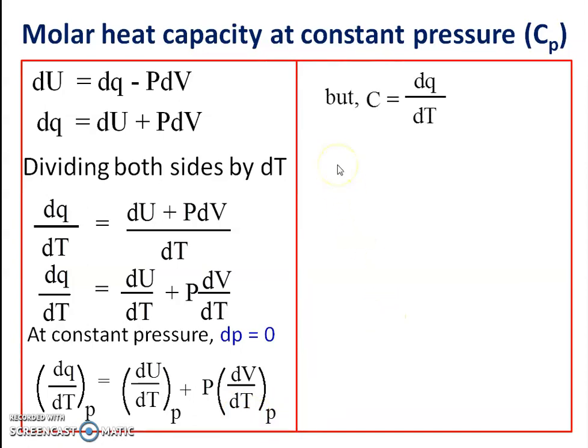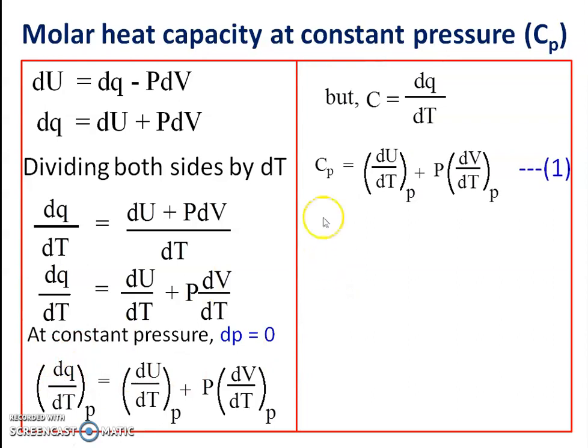But according to the definition of molar heat capacity, we write C is equal to dq by dT, and therefore this equation becomes Cp is equal to dU by dT plus P into dV by dT at constant pressure. Actually this dq by dT at constant pressure becomes Cp. So this is equation number 1.